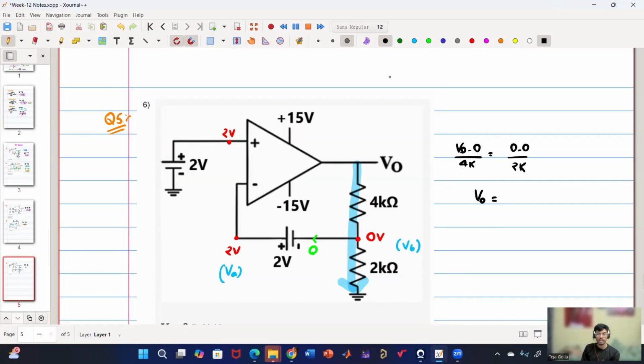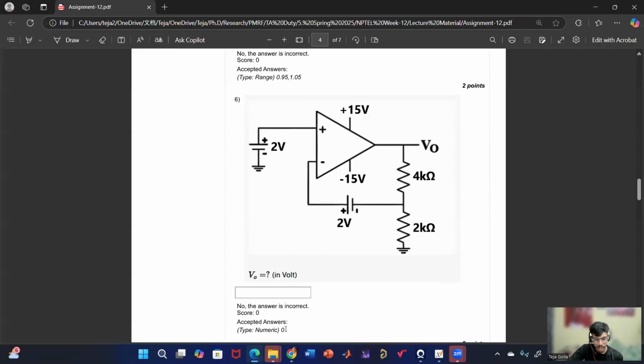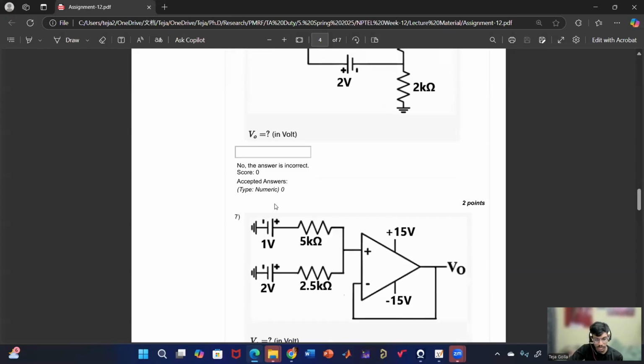Everyone? 2. How much? 2 volt. Are you sure? Zero volt. 0 volt. Why are you making so many mistakes? We are at the end of the course. Huh? 0 volt. So let us go and cross check whether our answer is correct or wrong. So it is 0, directly 0. So the answer is 0.